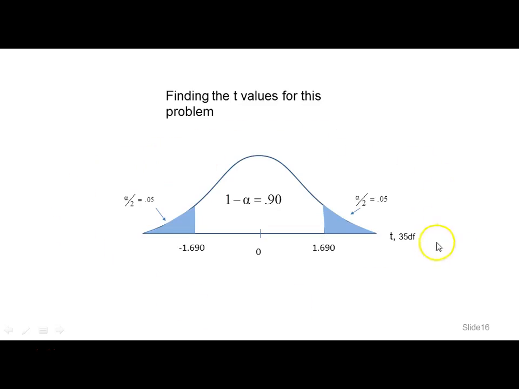Here's a graph showing you how to find the t-values for this problem, in case you were confused on that. We have 35 degrees of freedom, so you'll go to the t-table with 35 degrees of freedom. We wanted a 90% level of confidence, so that's the area in the middle of the distribution. That means that alpha over 2 is 5% in each end of the distribution. So you would go to the t-table with 35 degrees of freedom, look in the column that says 0.05 area in the upper tail, and you should get a t-value of 1.690. And then by symmetry, the other side is negative 1.690.